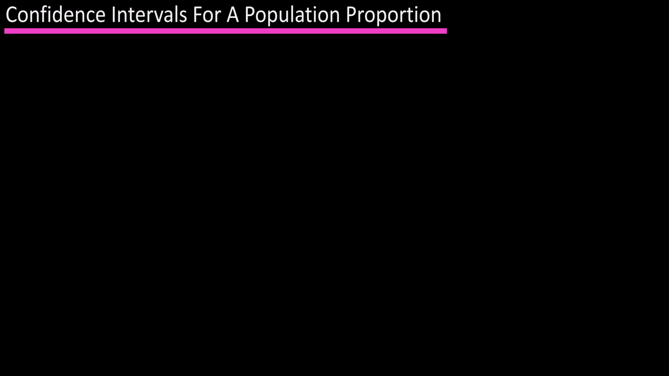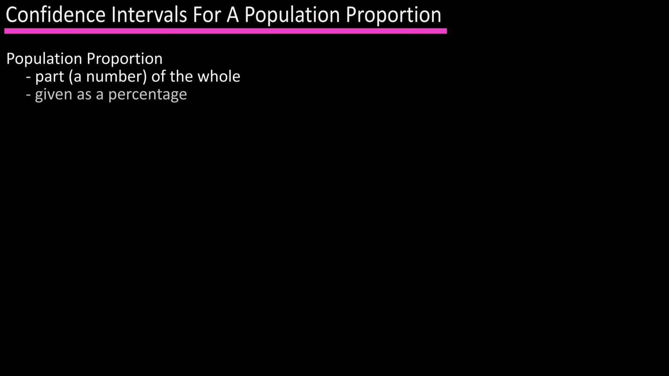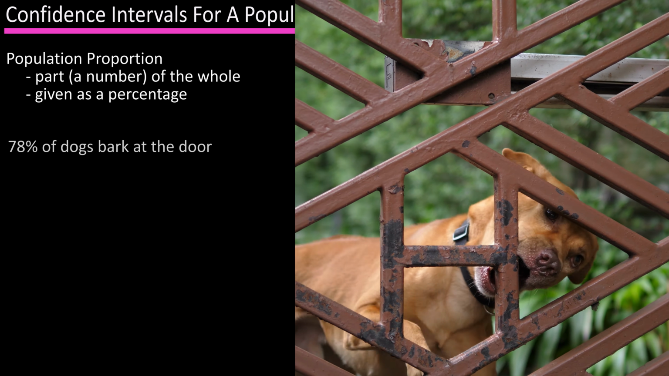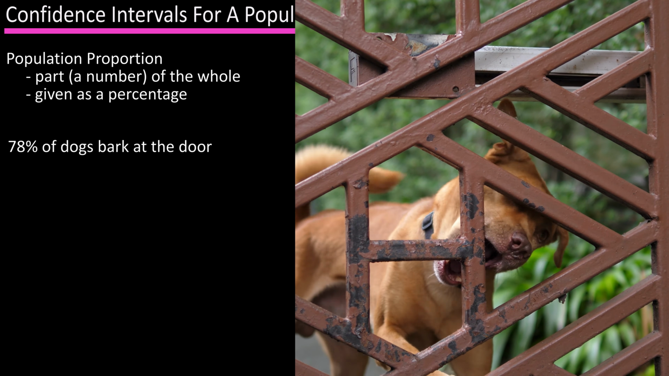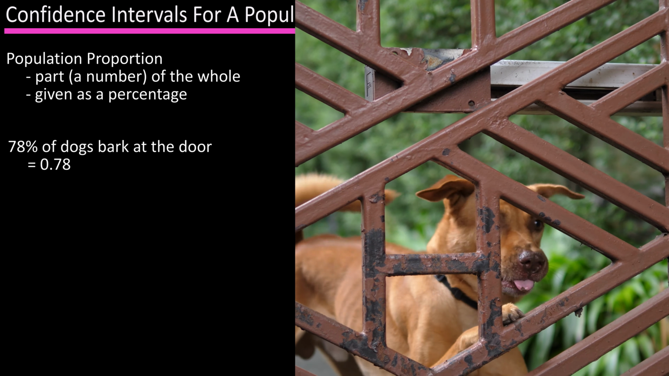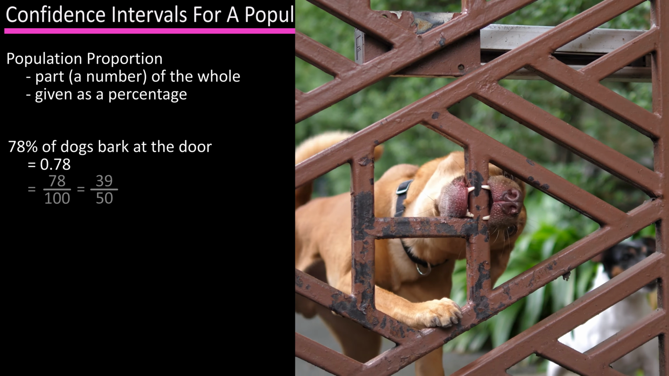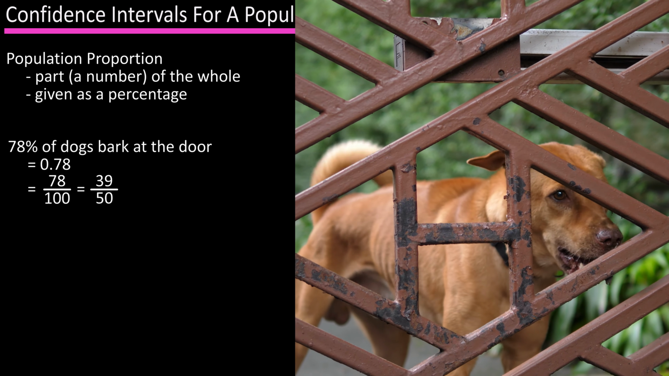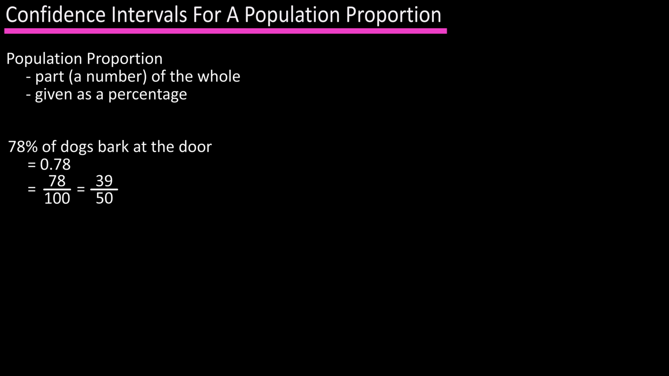There are times in statistics when you will want to construct a confidence interval for a population proportion. A proportion is a part or a number in relation to the whole. It is given as a percentage. For example, 78% of all dogs bark when the doorbell rings. And this 78% can be written in decimal form as 0.78 or as a fraction, 78 over 100, which can be reduced to 39 over 50. And 78%, 0.78, and 39 over 50 are all equal to each other.